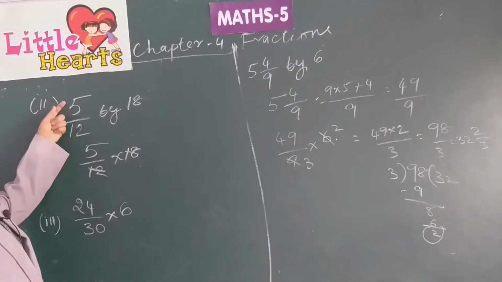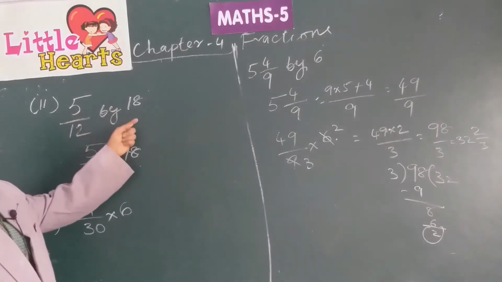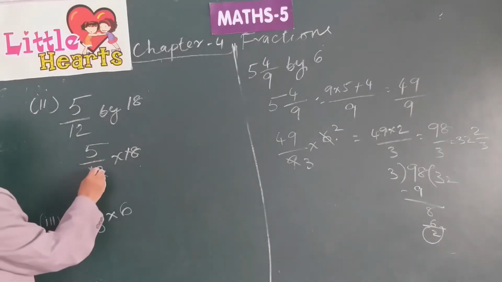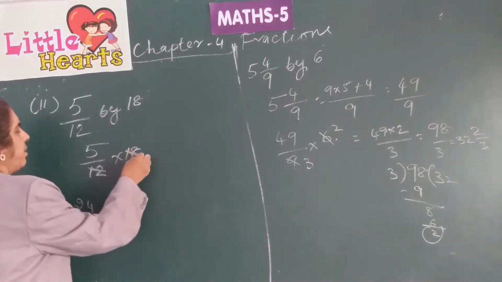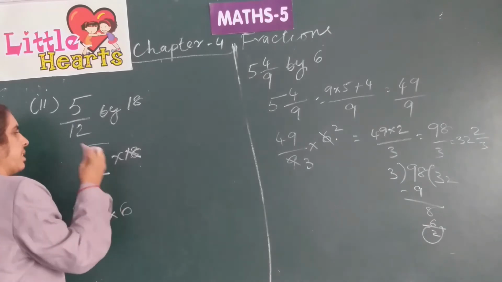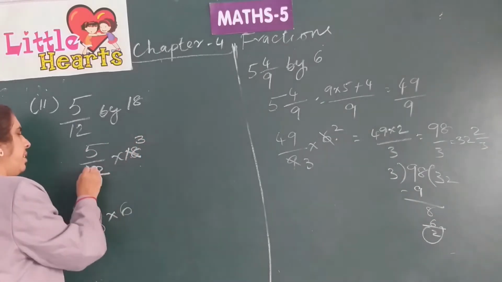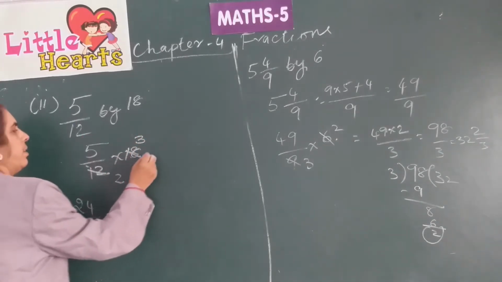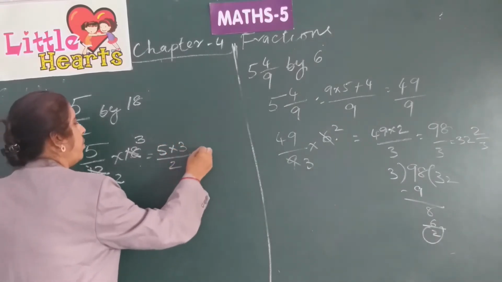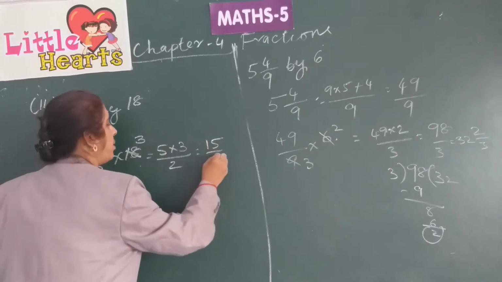Find the product of 5 by 12 and 18, or multiply 5 by 12 by 18. 5 by 12 into 18. So these two can be cancelled by 6. 6 3s are 18, 6 2s are 12. So the final answer will be 5 into 3 by 2, that is 15 by 2.